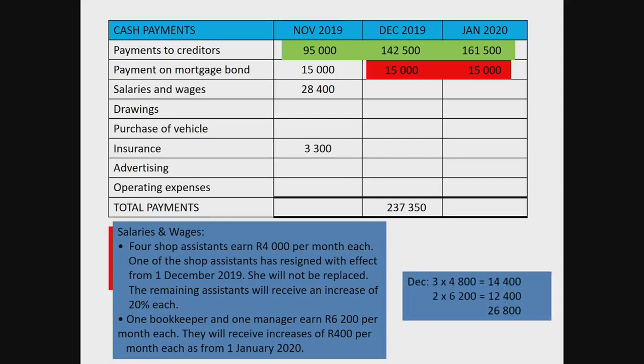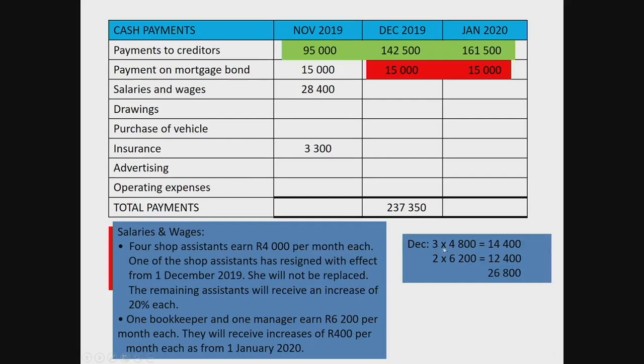So I'll be having 3 shop assistants for December, and I'll have to multiply it by 4,800. So where does the 4,800 come from if it says that they're only earning 4,000 rand per month? But just remember here, it says that the remaining assistants will receive an increase of 20%. So it's 20% of 4,000. Gives you 800 rand. So going into December, the shop assistants will no longer be earning 4,000 rand. They will be earning 4,800. And there's no longer 4 of them. There's only 3 of them. So we have to multiply 3 multiplied by 4,800. Gives me 14,400 for the shop assistants.